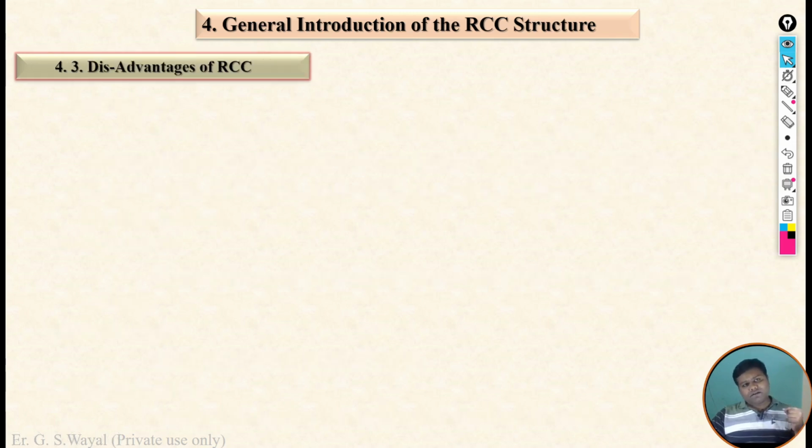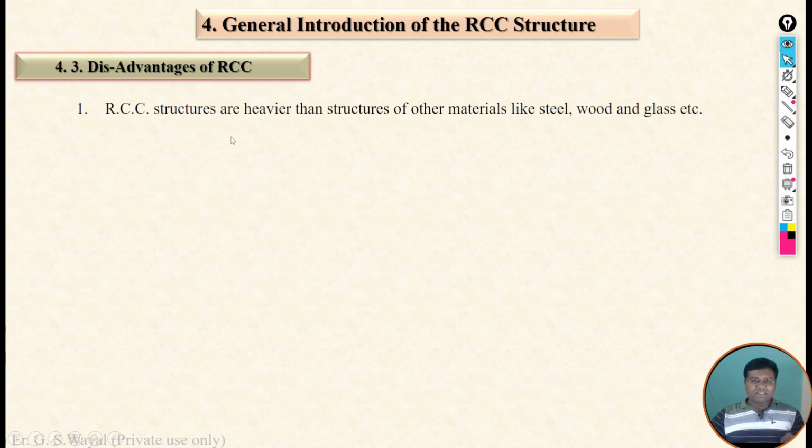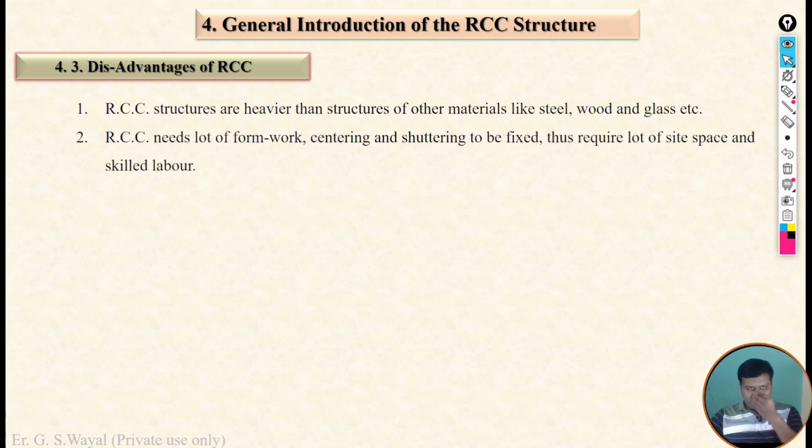Next, we will focus on the disadvantages of RCC structures. First, RCC structures are heavier than structures of other materials like steel, wood, and glass. Definitely, since we are using steel as well as concrete, we require a huge quantity of concrete to resist a particular load, compared to steel, wood, and glass.